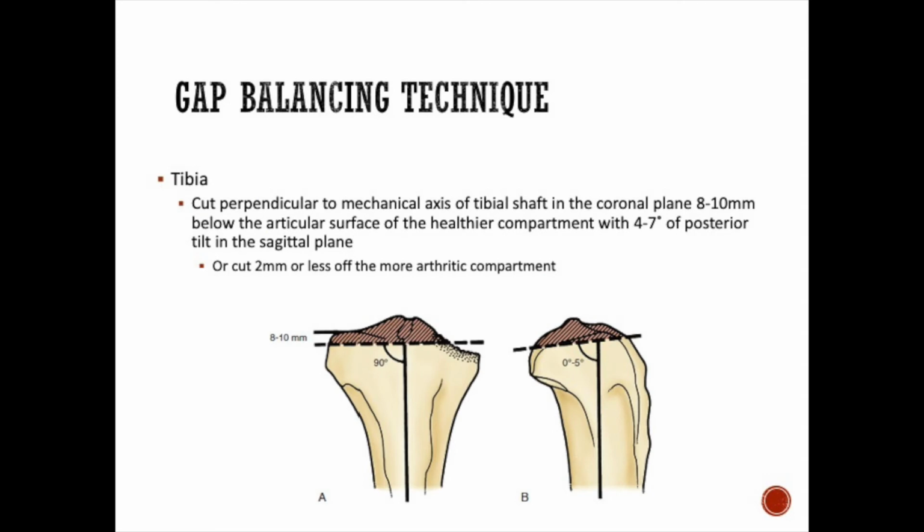The tibia is cut perpendicular to the mechanical axis in the coronal plane with 4 to 7 degrees of posterior slope in the sagittal plane, largely dependent on the implant that you're using. Each of them will have a specified posterior slope, so you want to be familiar with your instrumentation. Another way to figure this out is to cut 2 millimeters or less off of the more arthritic compartment. And so you want to cut just below that subchondral sclerotic bone that develops.